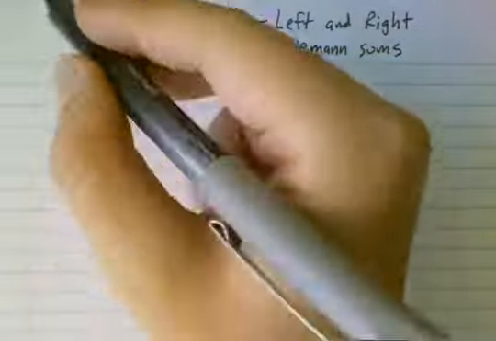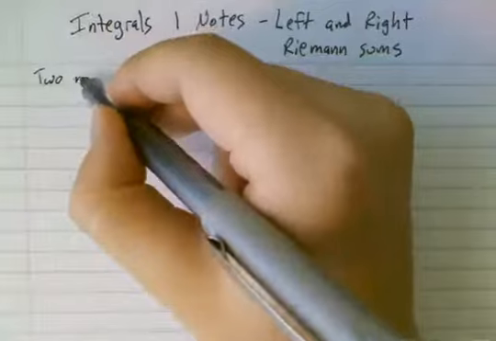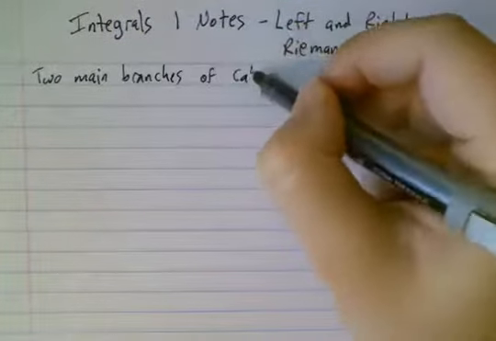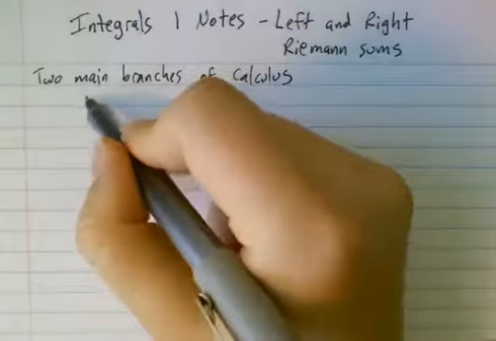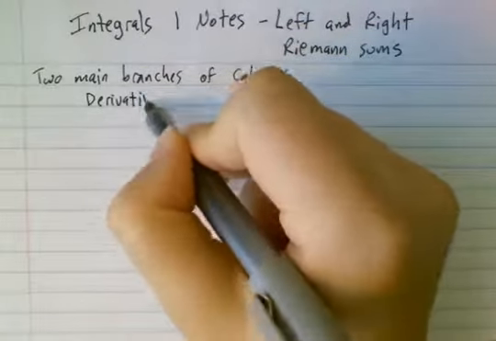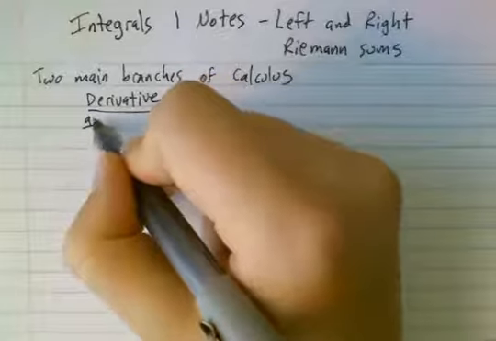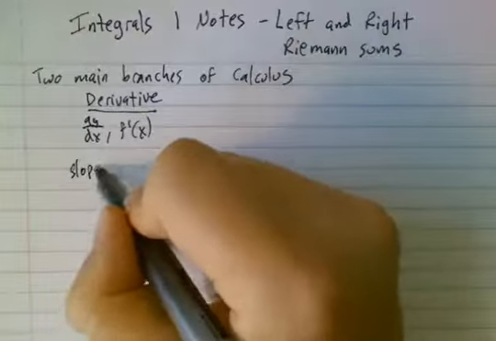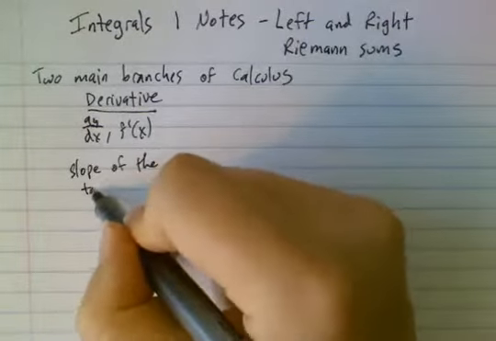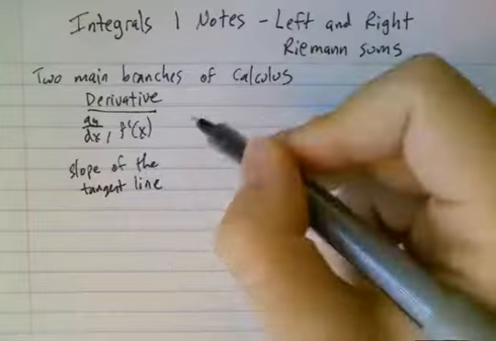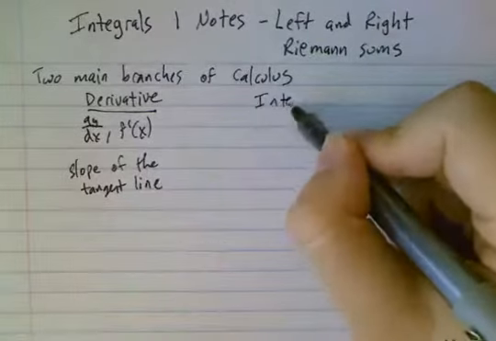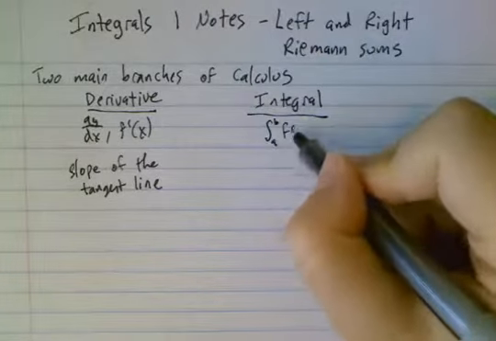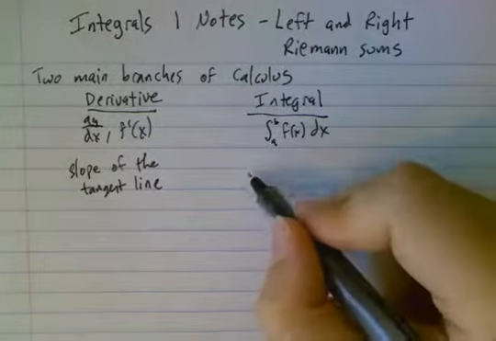So let's revisit for a second the two main branches of calculus. We've got the derivative, which involves dy dx, f prime of x, and in general the slope of the tangent line. And we've got the integral with this symbol, involving the area under a curve.